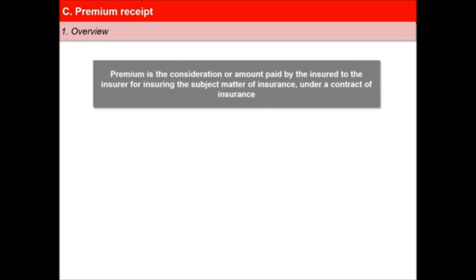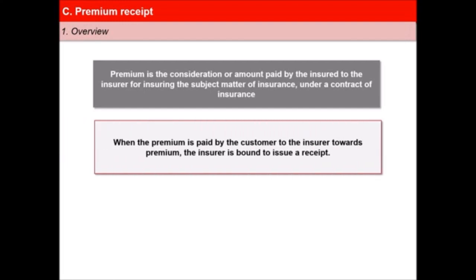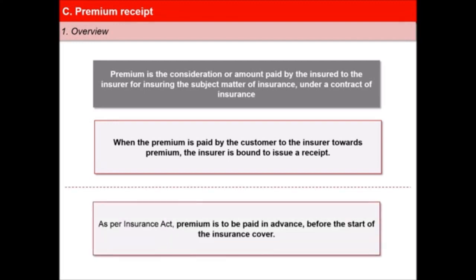Premium is the consideration or amount paid by the insured to the insurer for insuring the subject matter of insurance under a contract of insurance. When the premium is paid by the customer to the insurer, the insurer is bound to issue a receipt. As per Insurance Act, premium is to be paid in advance before the start of the insurance cover.